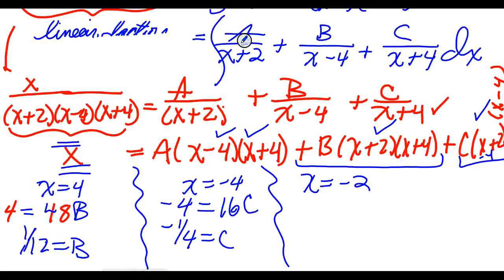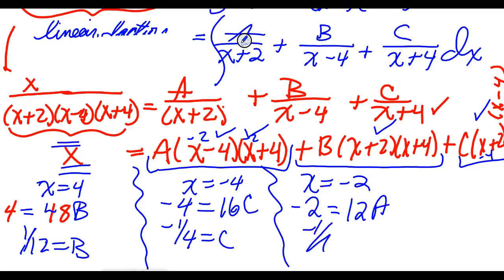When you put in a -2, this is the last man standing. The other two will go to 0. So you'll say x is equal to a times -6 times 2. I'm getting 12a. Any sign errors on the root, or am I good? So -1/6. All right, I am ready to rock and roll.